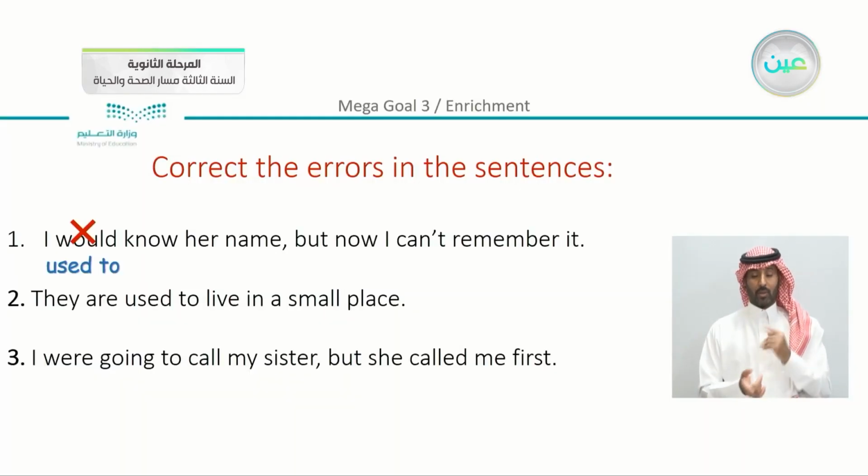They are used to live in a small place. Here, what is wrong in our sentence? Of course, we have here live. They are used to living. We have here a noun.